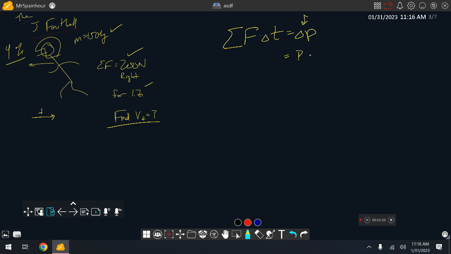So change in momentum would either be momentum final minus momentum initial, or each individual momentum would be mass times velocity final, that would be this momentum, minus mass times velocity initial, that would be that momentum. This one obviously is going to be the one we're using because we want to get V final. Or you could factor out mass, and it's also equal to mass times change in velocity, because that would be mass times Vf minus Vi.